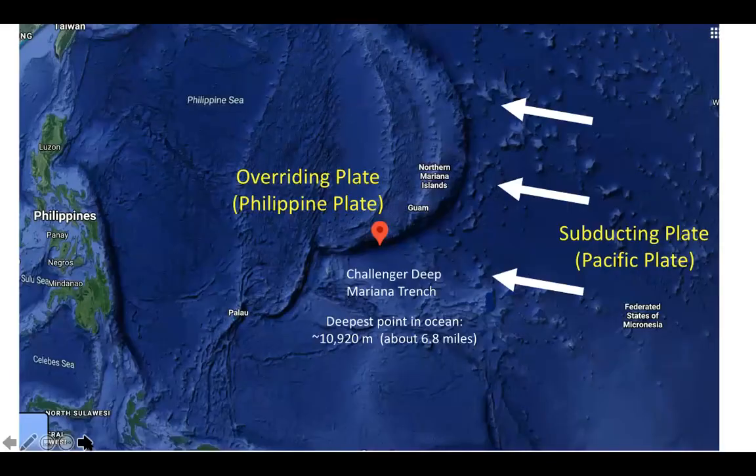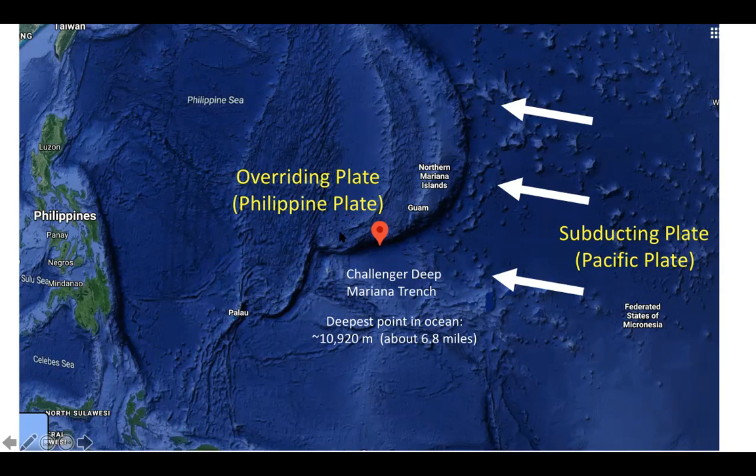The deepest place in the world's ocean is along this trench called the Mariana Trench. And the deepest point is right here, a place called the Challenger Deep. So this plate, the Philippine plate, is the plate that's on top, and the Pacific plate is heading toward the west. And as this plate slides underneath this one here, it forms this deep ocean trench.